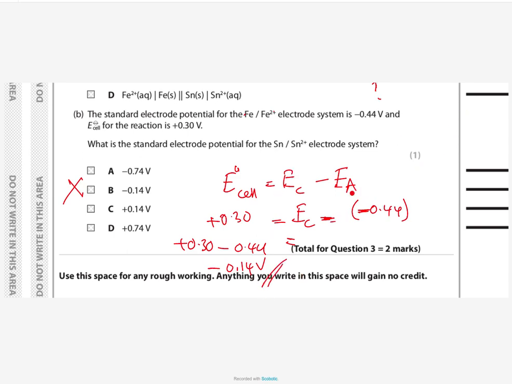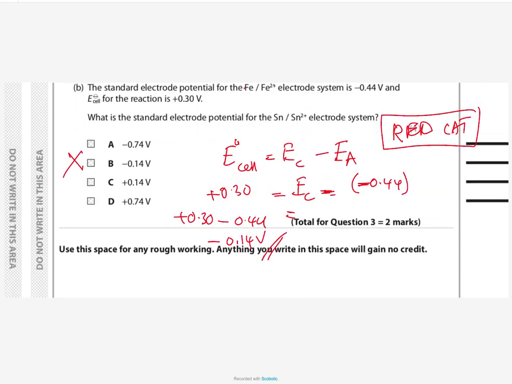E cathode minus E anode. Cathode is the one which undergoes reduction. Remember the term red cat. Reduction occurs at the cathode. That is the right hand electrode, not the left hand one. Right hand is where the reduction occurs. Right, reduction.